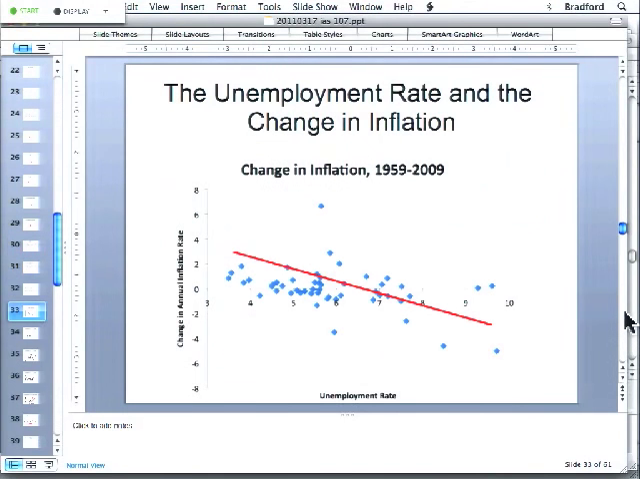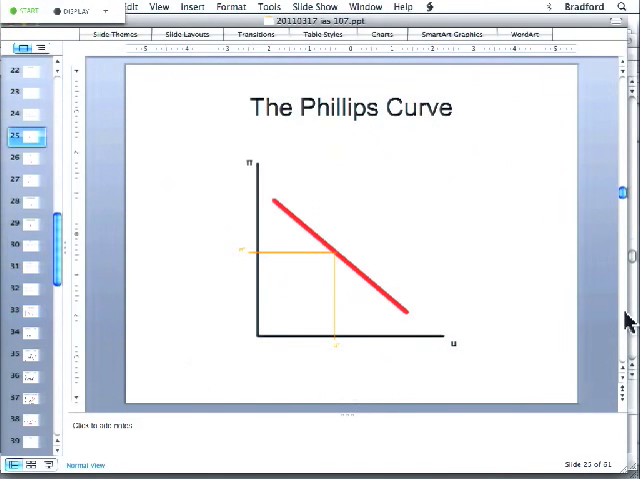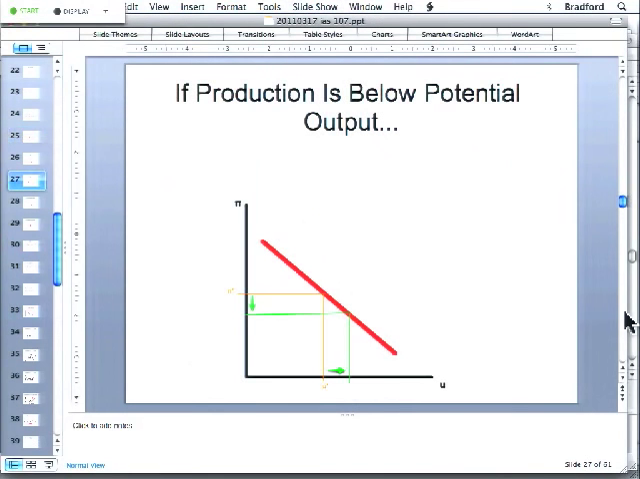If expected inflation rises, that's going to move the whole short-term Phillips curve up in this particular way. If expected inflation falls, similarly, that's going to move this whole short-term Phillips curve down. And I think there was one more. If production is above potential output, if the unemployment rate is lower than the natural rate, then you can bet that inflation is going to be above its expected value. That's the simple graphical analytics of the Phillips curve.